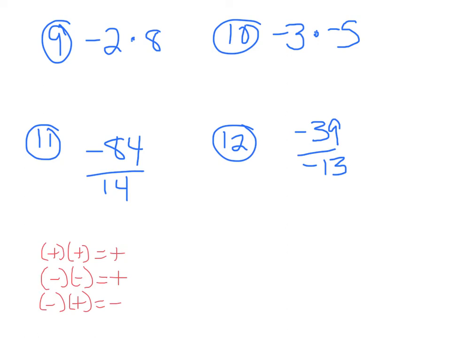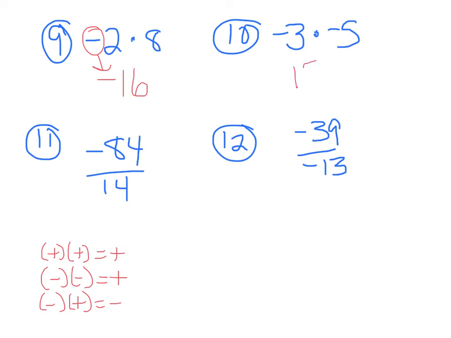Okay, so let's look at number 9. We have -2 times 8. Well, we know 2 times 8 is 16. But we have a negative times a positive, so we know our answer is a negative. Now if you look, this negative didn't partner up with something, so my answer had to be a negative.